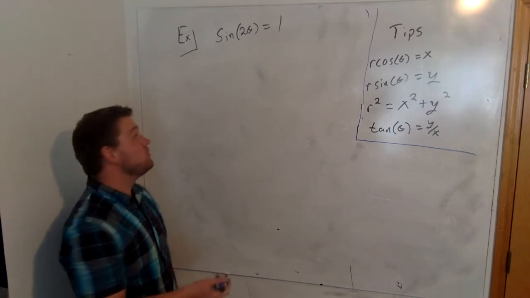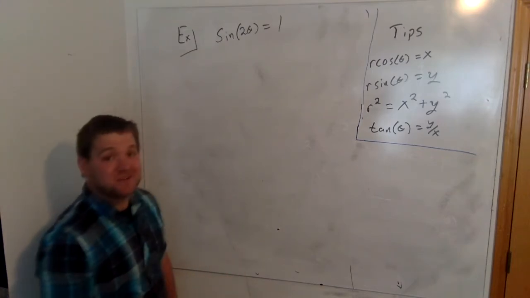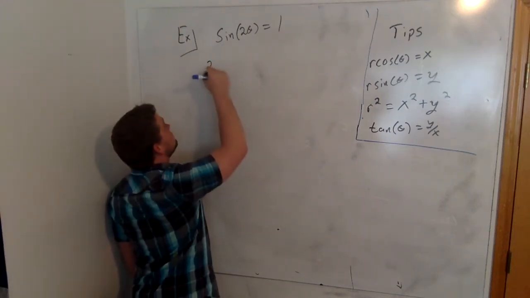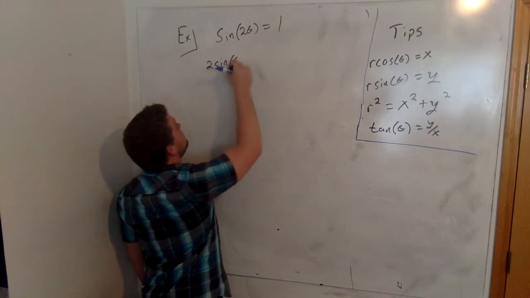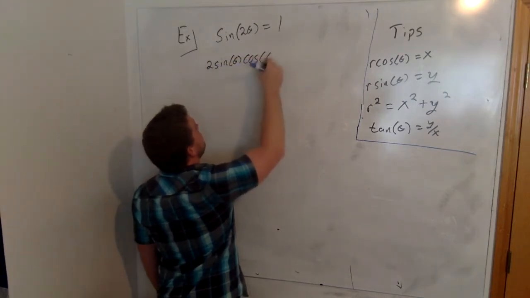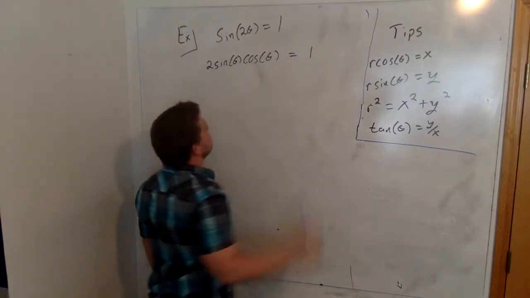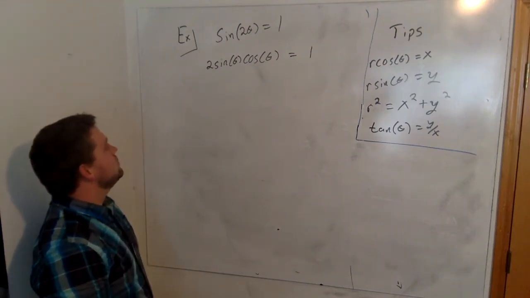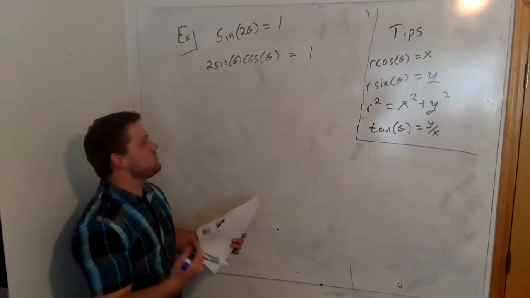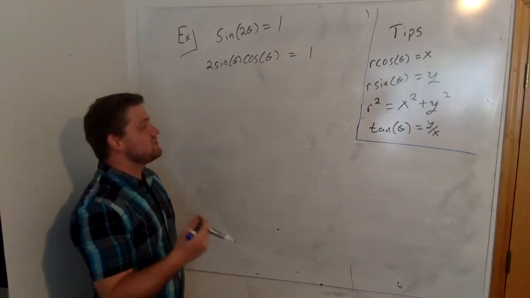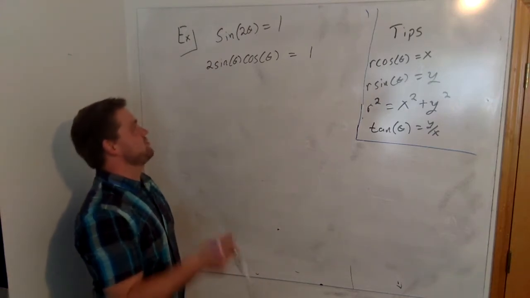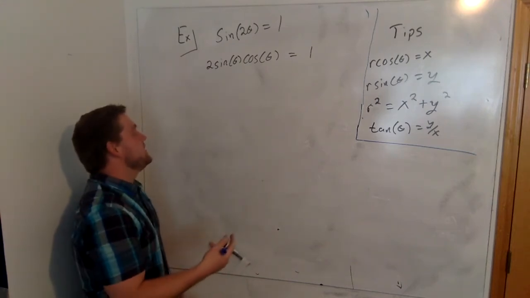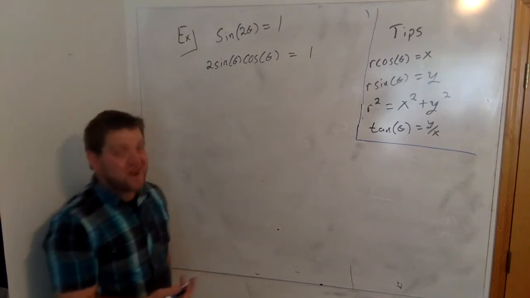Okay, well, we'd really like to have a sine of theta and a cosine of theta. So let's use the double angle formula for sine. I think that's 2 sine of theta cosine of theta will be equal to 1. Okay, what to do from here? Well, in general, there's no real easy set way to go from polar coordinates to rectangular coordinates. Sometimes you have to try something.